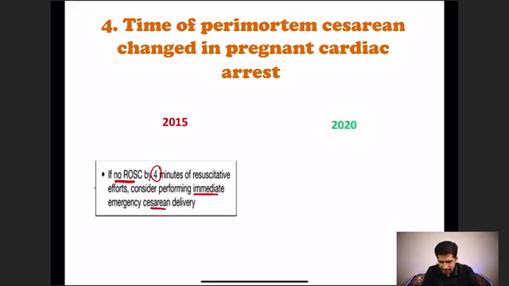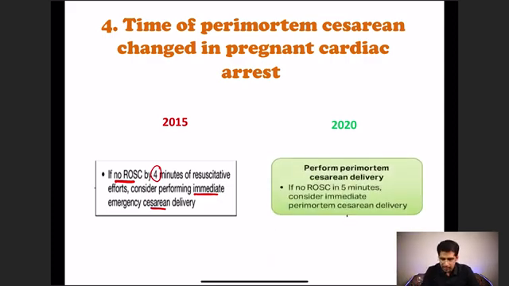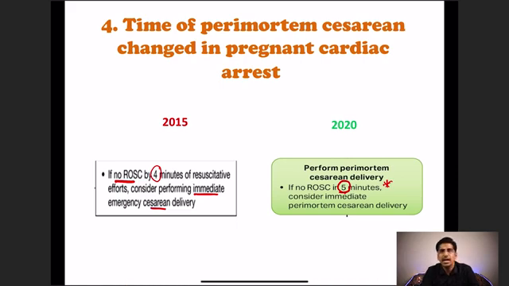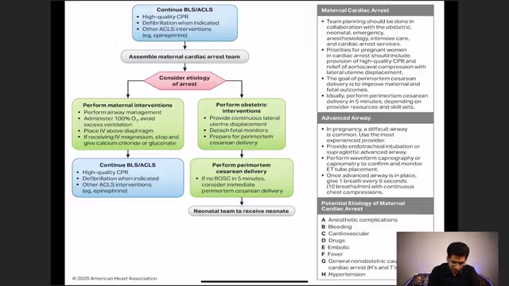But now in 2020, they have changed the timings. If there is no ROSC for 5 minutes, then you have to consider immediate perimortem cesarean delivery. So they have changed it from 4 minutes to 5 minutes. Again, this is relevant clinically and for your medical examination. So this is the algorithm for the pregnant patient. You have to continue the BLS and ACLS as you have already read the algorithm for the BLS. Continue CPR, defibrillation, ACLS, and then consider etiology of arrest.